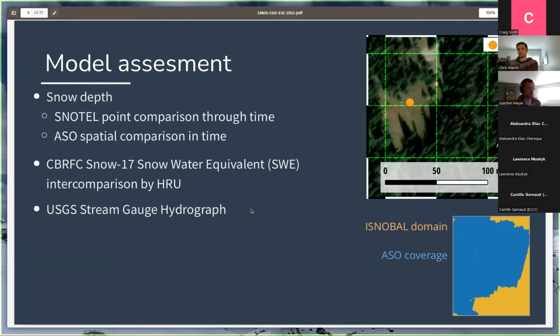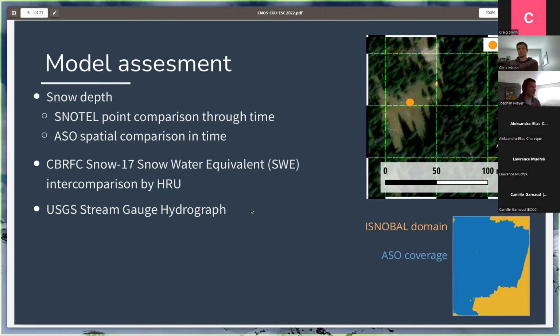Point measurements are usually hard to exactly get right on the grid cell. So for those point measurement comparisons, I used a spatial mean around this site, which is shown on top right. This is the 2x2 square I'm using. And this ASO coverage was not exactly overlapping with our domain, so we used the union there.